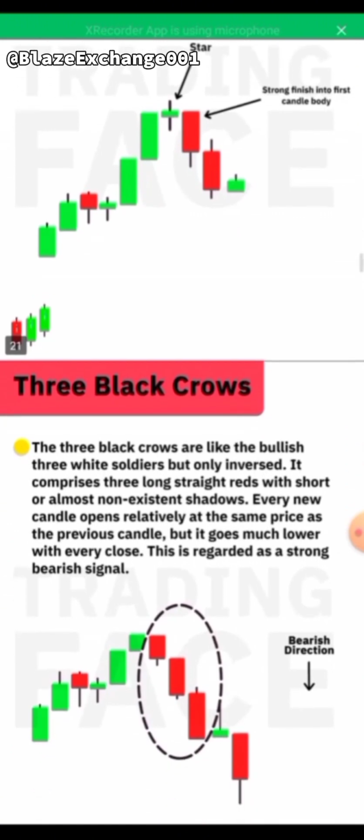We now have three black crows. Three black crows, which are the opposite of what? Three white soldiers. It's the opposite of the three white soldiers, and the three white soldiers I've already explained. They say the three black crows are like the bullish three white soldiers, but inverse. It comprises three long straight red candles. You know that one comprises three long straight green. That one is green, straight green.